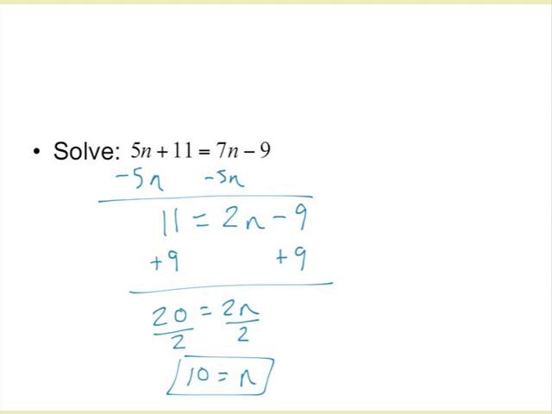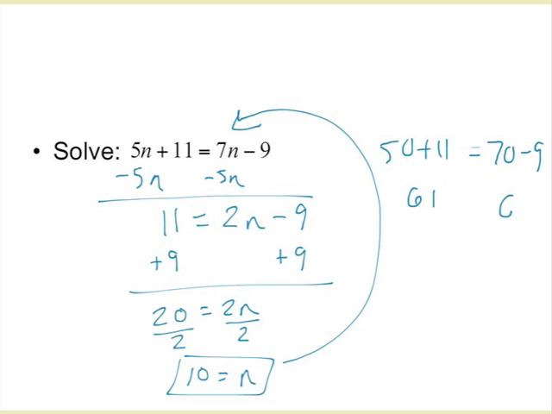And again, once you think you've reached a final answer, you can always check that by taking it back to the beginning and plugging it in. If I did that in this problem, I would get 50 plus 11, which is 61, which should be equal to 70 minus 9, which is 61. So I know my answer is right because it resulted in truth.